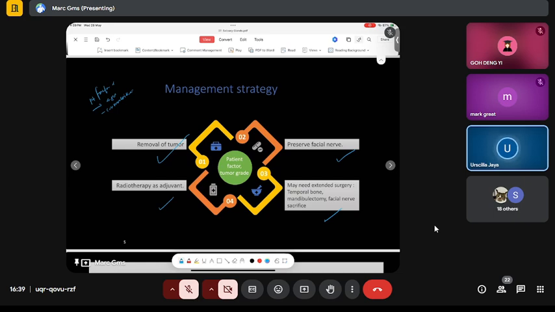So basically, whether the tumor is operable or not, which is removal of the tumor, and the presence of facial nerve, whether the patient's nerve is intact or not, whether the patient will need extra surgeries. Sometimes a parotid tumor can extend into the temporal bone, like the mastoid through the ear. So in this one, the patient will need a temporal bone resection, or maybe a mandibulectomy, and whether the facial nerve needs to be sacrificed or not. These are all important things.